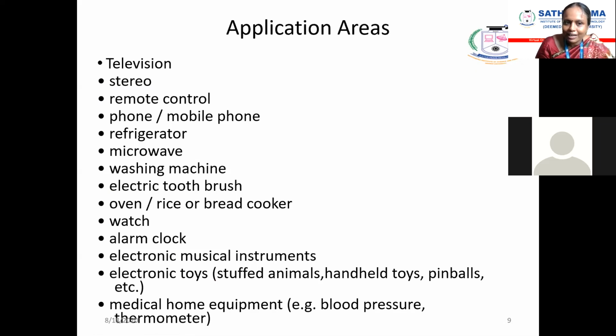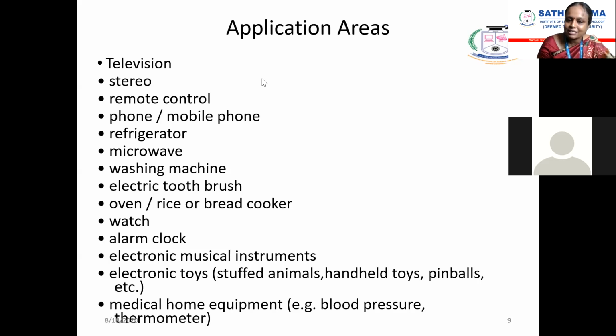So the application areas are television, remote control, and mobile phone, where we also use the embedded system concept. Fridge: if it is left open, you can see an alarm indication, which means we didn't close the fridge properly. Microwave: when you set the time and the cooking is finished, it automatically indicates. Washing machine is completely automated now; if you switch it on, it will complete the entire operation. Then the electric toothbrush. So now we have so many applications where the embedded system is there.